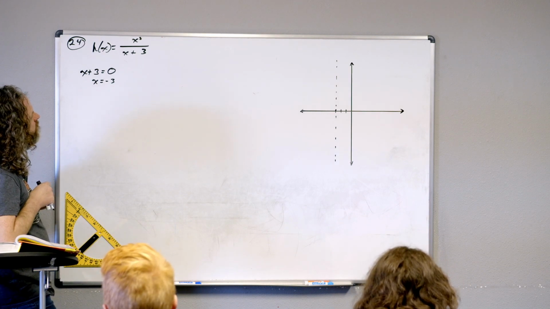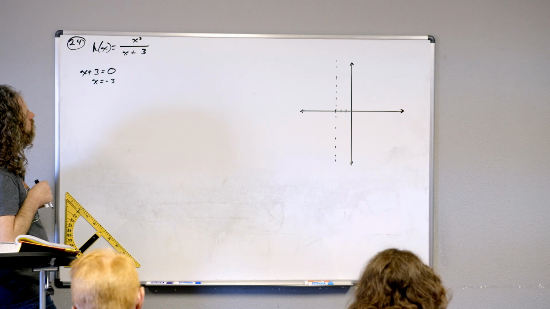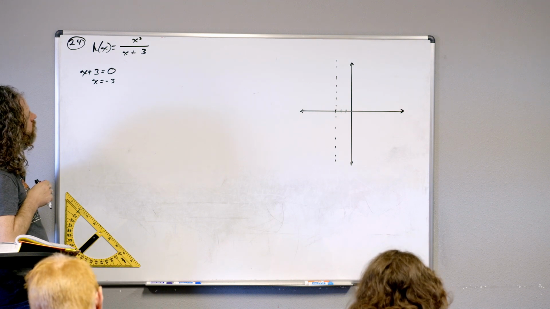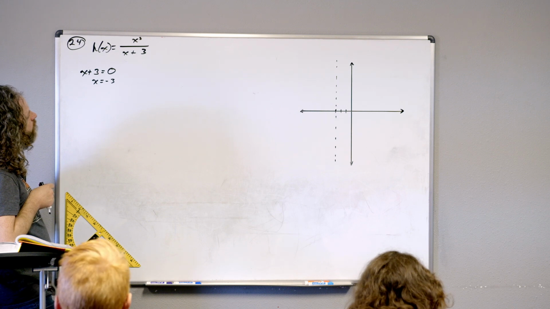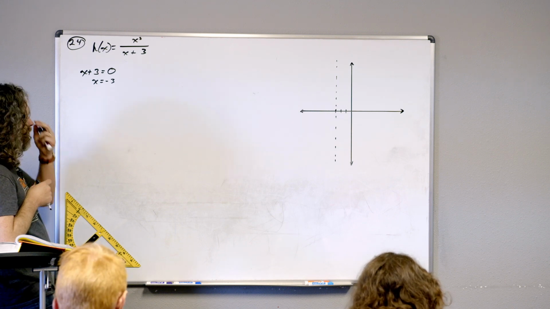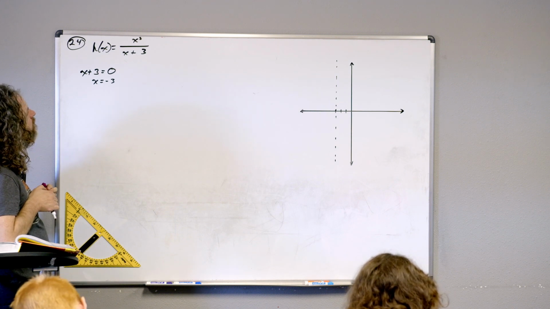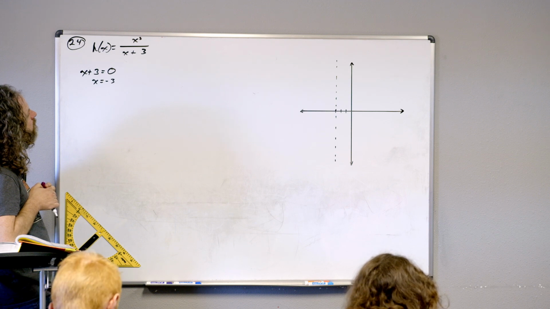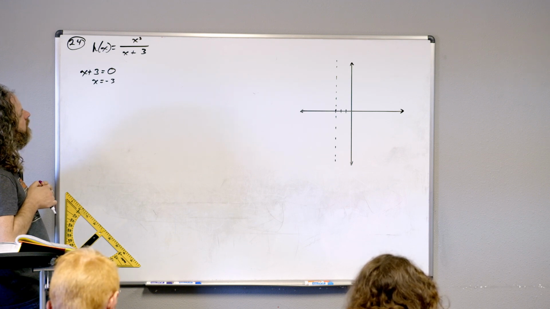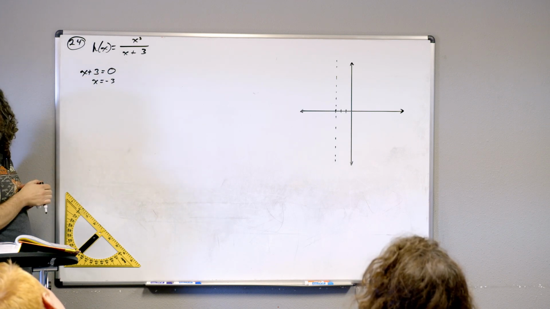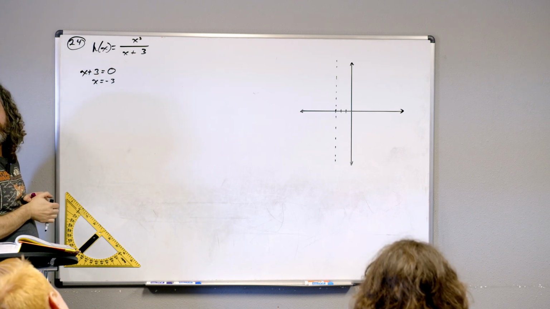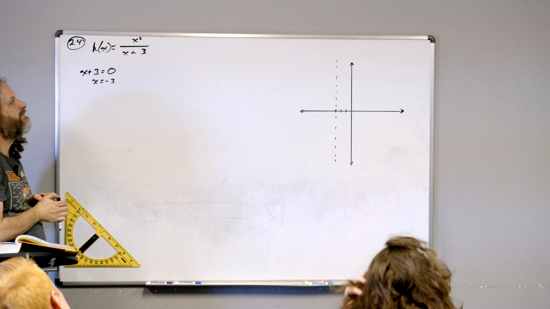X-intercept is setting the top equal to 0. The numerator equal to 0, right? Not really. Just setting all the x's to 0. I thought it was y. That's the y-intercept. The x-intercept would be setting h of x equal to 0. Oh, so it's the whole thing. Makes more sense, okay.